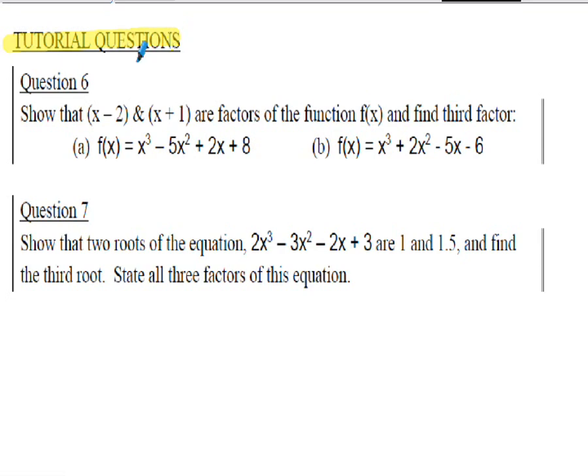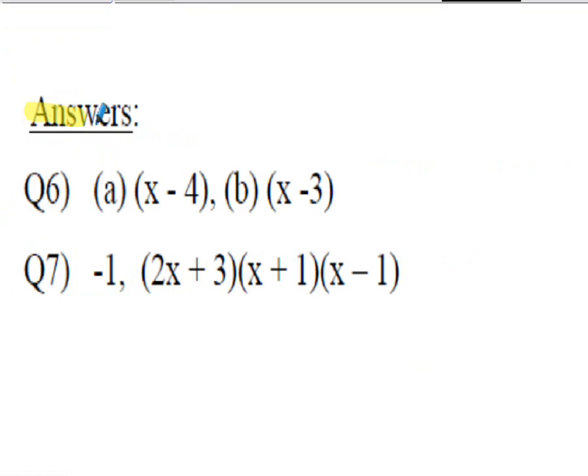Tutorial questions continued. Question 6, we're asked to show that the x minus 2 and the x plus 1 are indeed factors of the function of x expression shown in A and in B. And we're also asked to find the third factor in both cases. Question 7 is similar, except we are given the roots in this particular case to begin with and not the factor. We have to state all 3 factors in the solution. Answers are shown on the following slide. Here are the answers to question 6 part A and question 6 part B, and also to question 7.